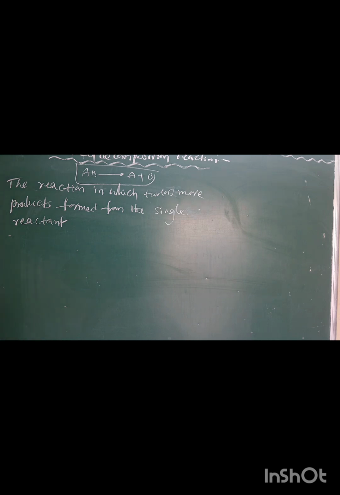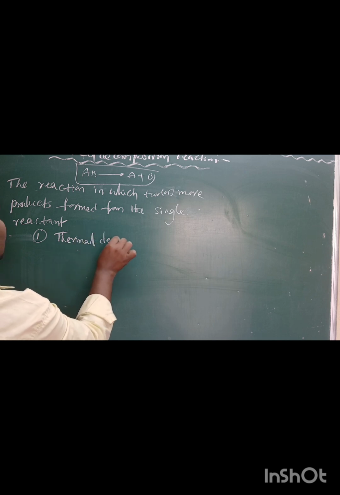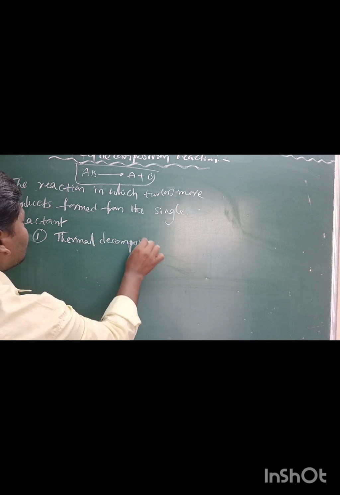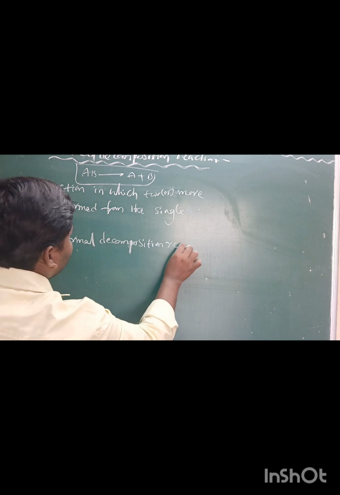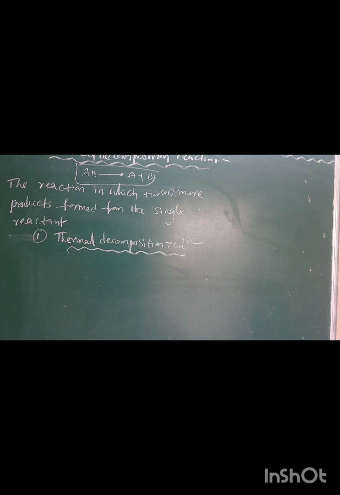These chemical decomposition reactions are classified into three types. That is, the decomposition reaction carried out by heating is called thermal decomposition reaction. Okay, what is a thermal decomposition reaction? The reaction in which a single substance splits into two or more substances.